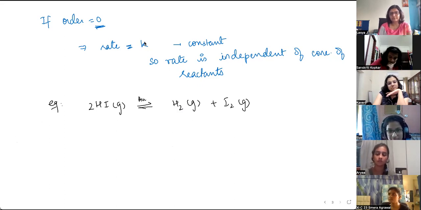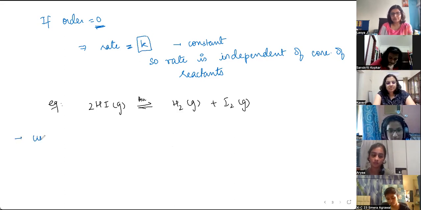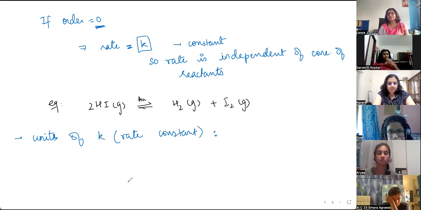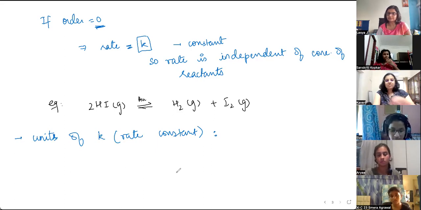So we brought in a new quantity K, right? So what do you guys think about the units of K? What will be the units of K, the rate constant?